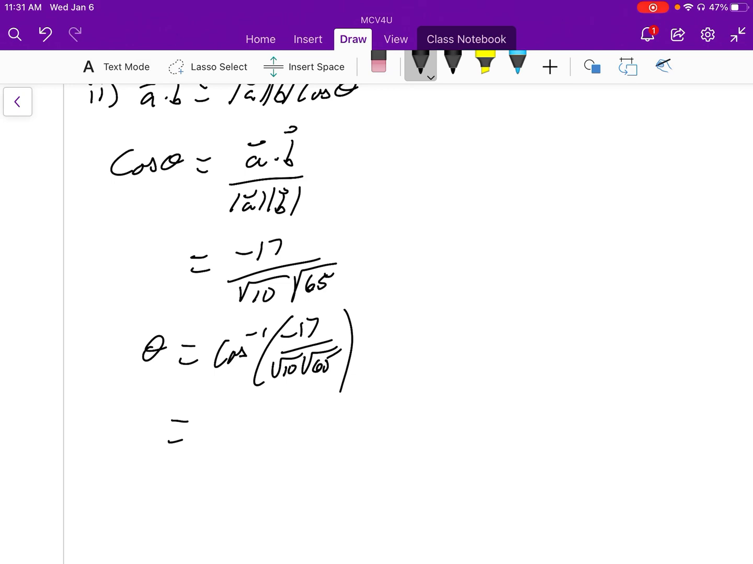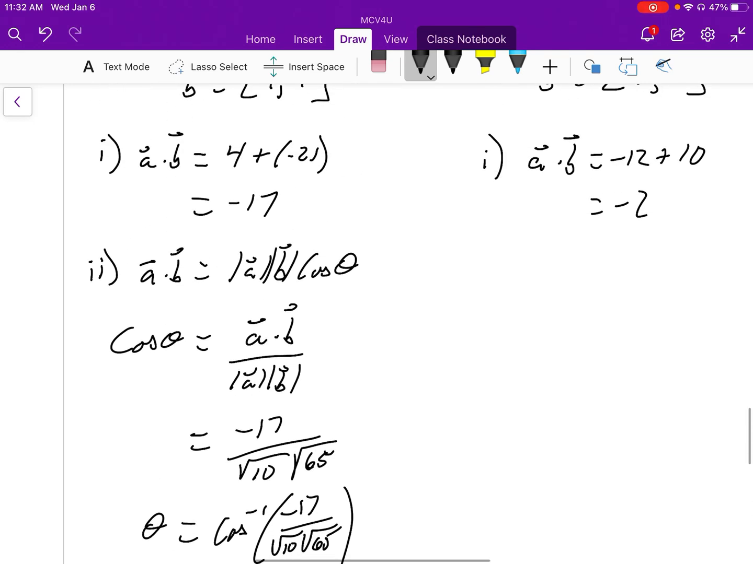And then we can put this all in our calculator, and I recommend that everybody do this so that you get practice, right? Practice. So negative 17 divided by, we need the square root of 10 times the square root of 65. I get approximately 131.8 degrees. Notice again, greater than 90 degrees. Okay, an obtuse angle.